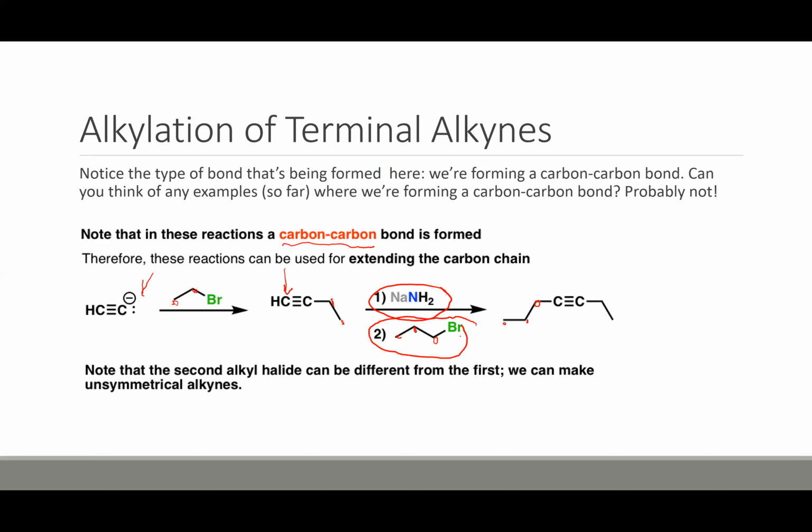So we can make things that are unsymmetric alkynes. We can add on all kinds of different carbon chains onto a triple bond. So they are a great way to form molecules via carbon-carbon bonds.